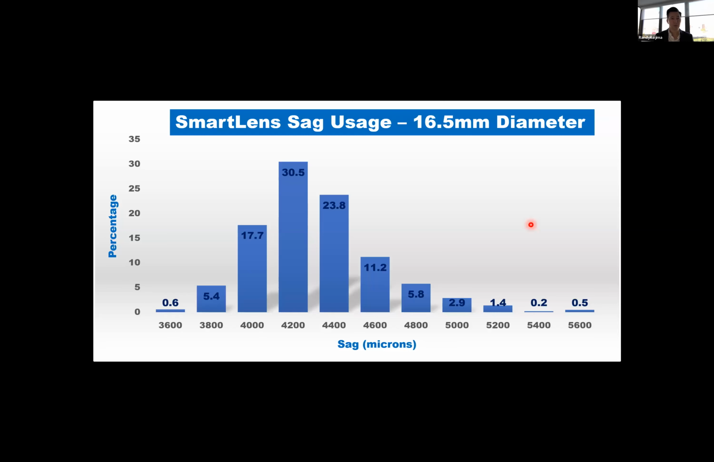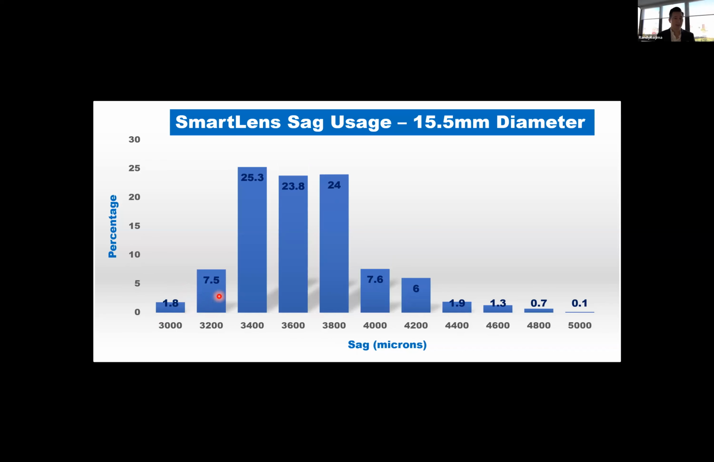Now, if you look at the sagittal height usage of the 16.5 millimeter SMART lens, you'll notice that a high percentage of the patients fall within about a 4,000 and a 4,400 trial lens. So we really don't need a lot of our SMART lens trials, because we're going to be picking the same lens very frequently for most of our patients. Unless you have a really extreme eye shape, a very low percentage of the time you're going to use the highest depth lens. A very low percentage of the time you'll use the lowest depth lens.